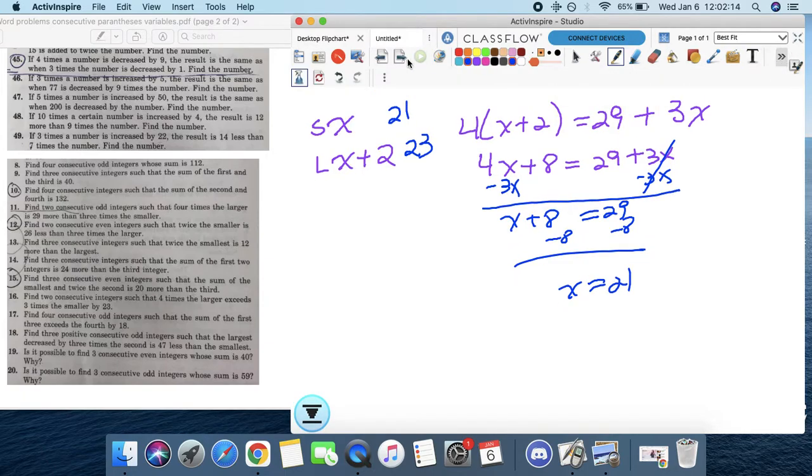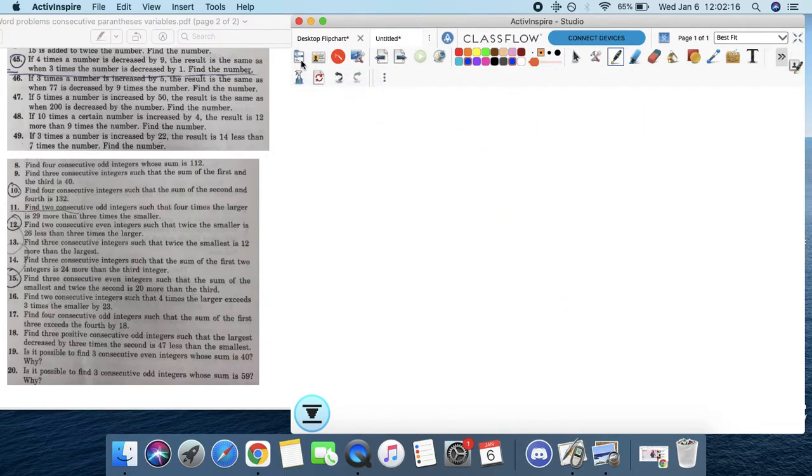Okay, move along. I think it's 12. Okay, we have quite a few to do. Find two consecutive integers. Again, consecutive even integers. So if the first one is x, the second one has to be x plus 2. Right, so identify that. And now let me write S for small and L for large.